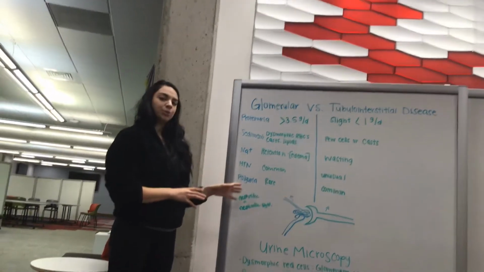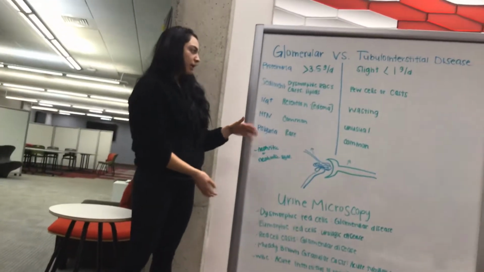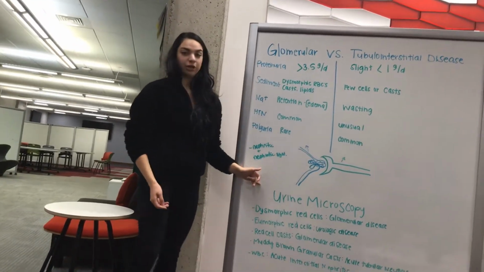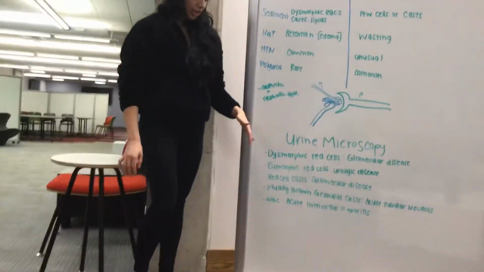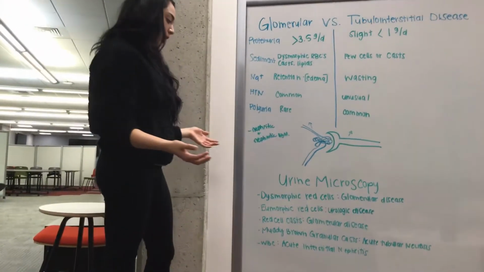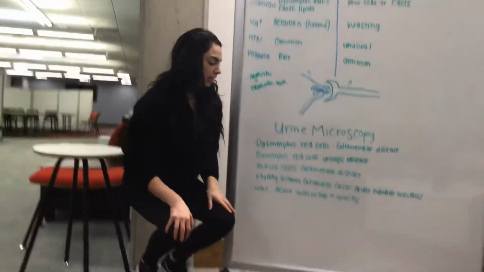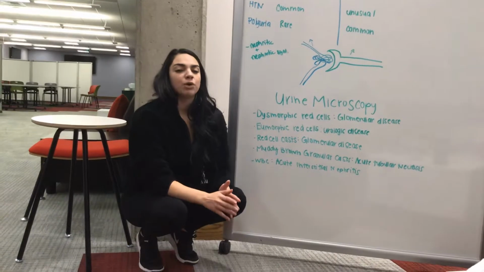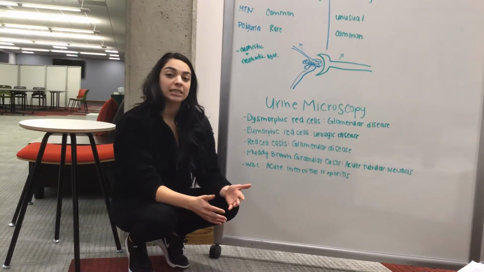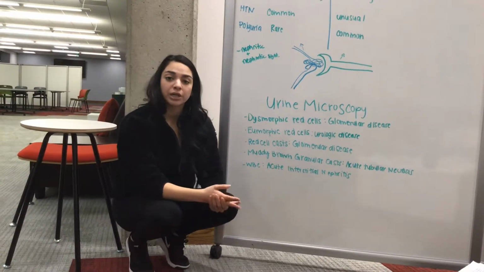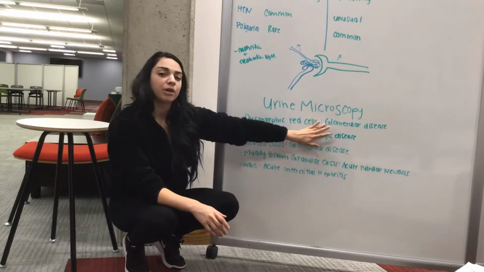And so now we're going to jump to another category. We talked about sediment here, and we want to go over urine microscopy, just what these terms are associated with. Dysmorphic red blood cells, this is where you're going to find red blood cells that have lots of different shapes and sizes, because they're being pushed through the glomerulus, and so you're going to find that with glomerular disease.